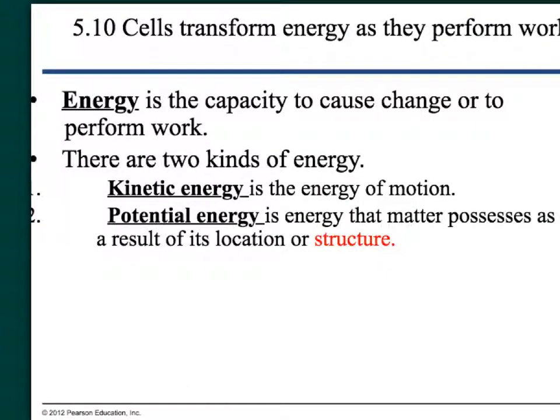Now, in order to do these activities, cells need energy. And energy is defined as the capacity to cause change or to perform work. There are two kinds of energy: kinetic and potential energy. These are really the main types of energy, because there are other types as well, and we'll hit on some of these as we move through this part of the chapter.